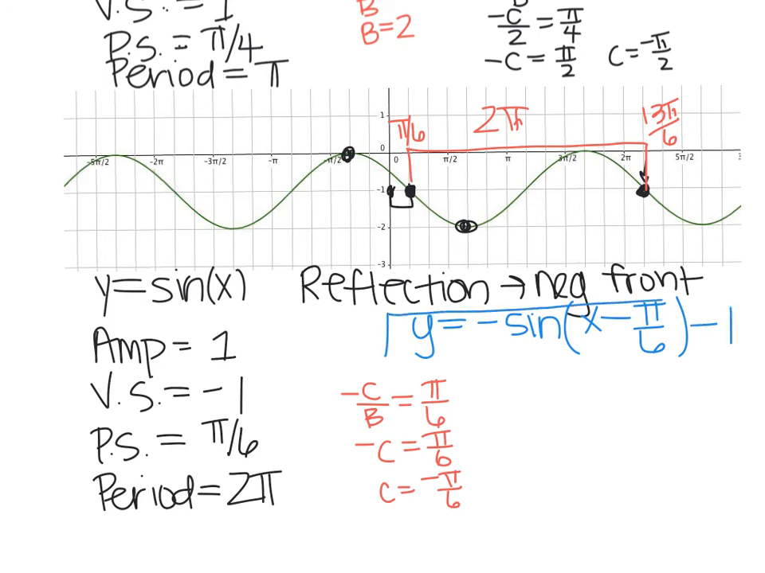So if I were to graph y equals negative sine of x minus pi over 6, minus 1, making sure that the scale is pi over 6 on the x-axis, I would end up with the exact same graph that we have here.